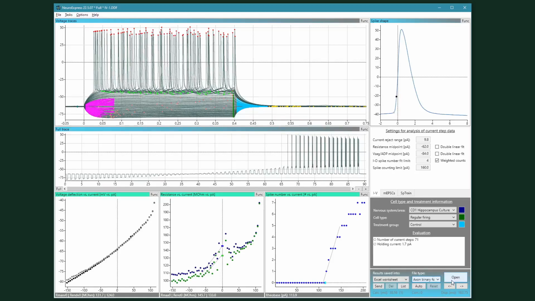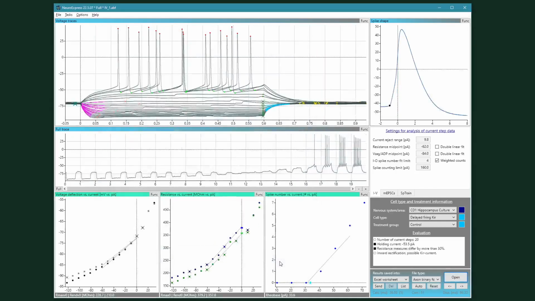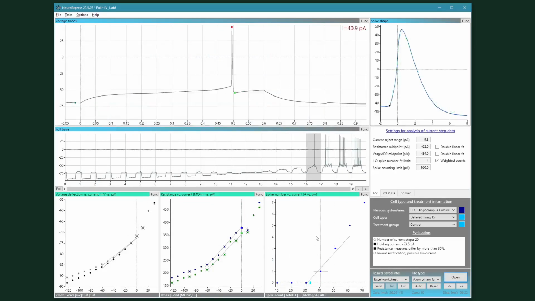To open a file, it's very simple. You click on the open button here, and then you can open your target file that you want to analyze. So in this case, the name of the file already tells that there are some IV data in this file, and I open it, and you can see that the analysis was also performed very quickly and efficiently.